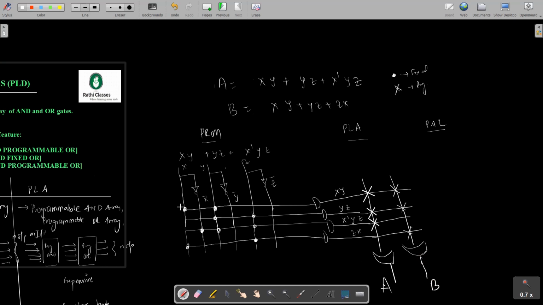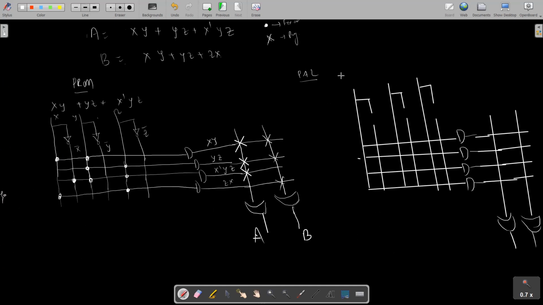This implies the AND is fixed and the OR is programmable. This is the design for PROM. So let me now design for PAL. What is PAL? PAL is programmable AND and fixed OR. So the cases would be the same. This is my input x, this is my input y, this is my z. I'll be using a NOT gate in order to represent the complements.